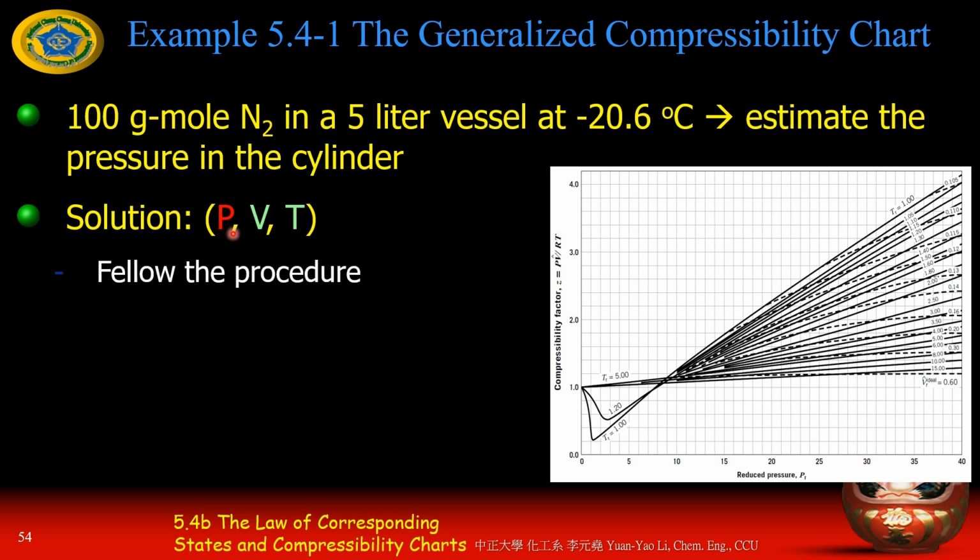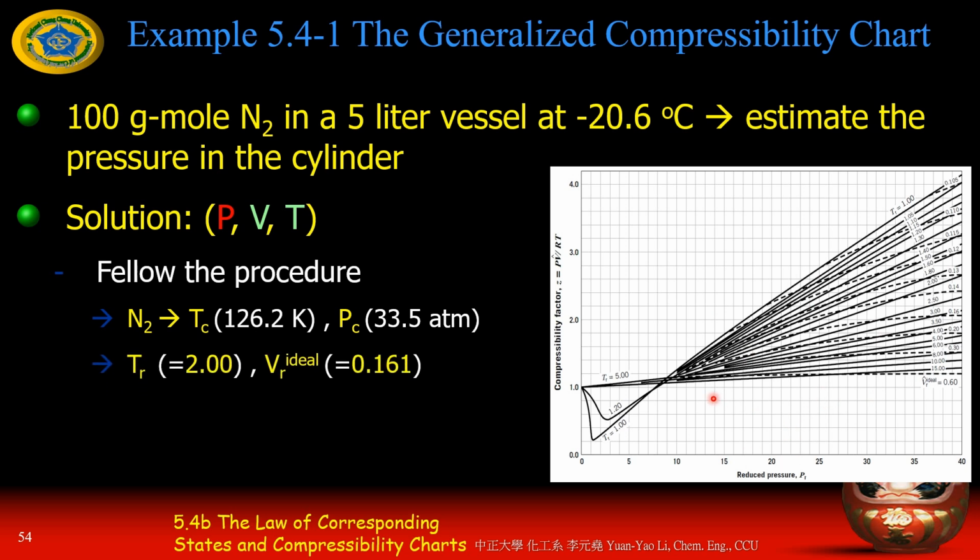So let's follow the procedure. The first one is you need to find out the critical temperature and critical pressure of the nitrogen. In your final exam, I will give you a table. I won't tell you what is PC, what is TC. I will give a table and you need to find out these two numbers by yourself. Remember the unit of the temperature will be Kelvin. The unit of the pressure will be atm in order to apply these numbers in this chart.